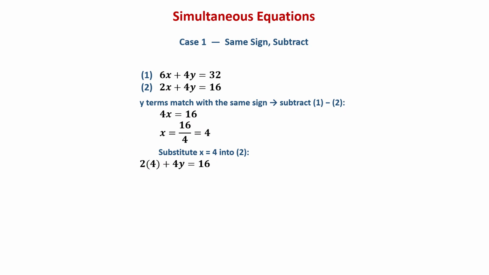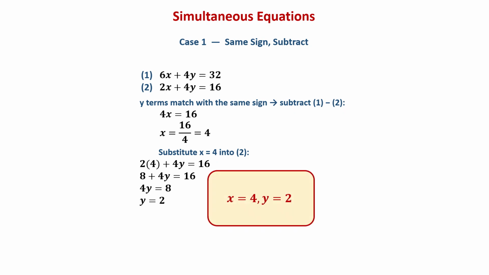Now 2 times 4 is 8. 8 plus 4y equals 16. 8 plus 8 is 16. That means 4y is 8, and that means y is 2. That's it for this one. You got x equal 4, y equal 2. Now let's look at a different example.